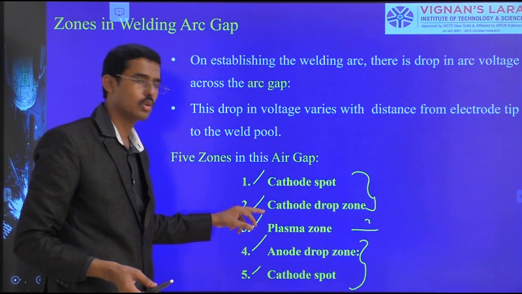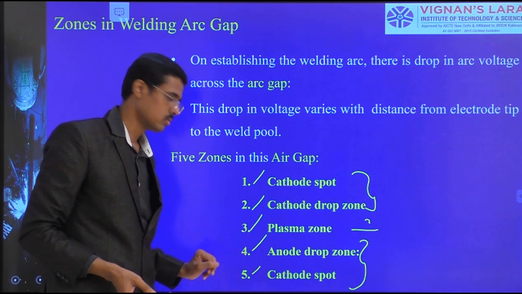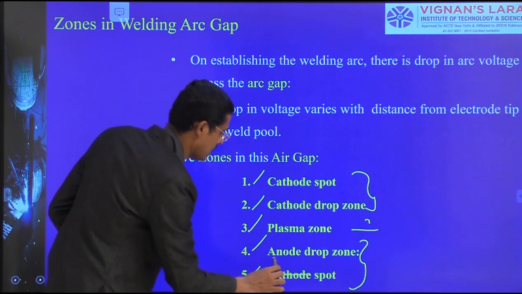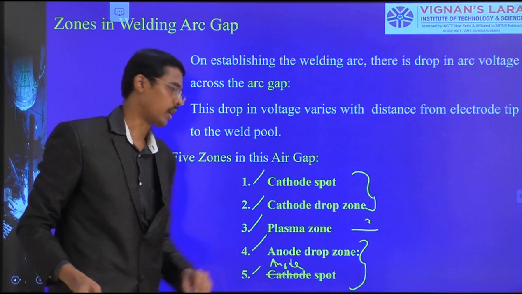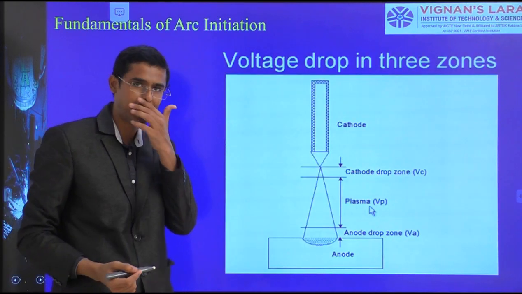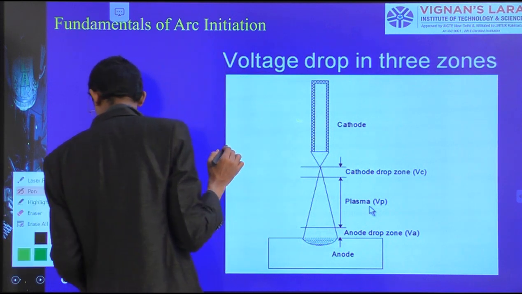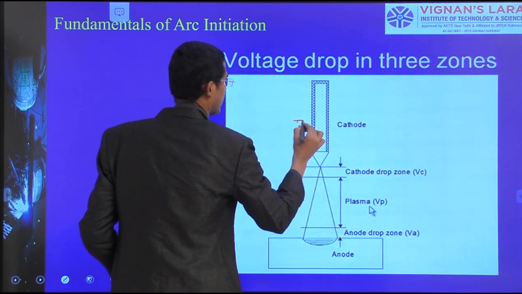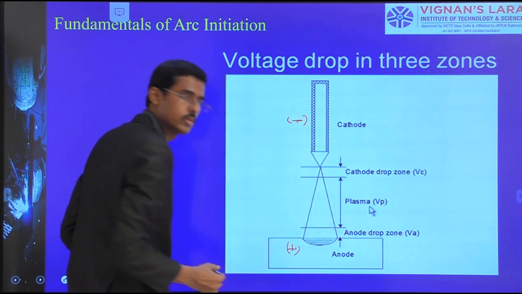Cathode spot, cathode drop zone, plasma zone, anode spot. So likewise it is there. So we see, this is what I told you. Here I connected the cathode, which is negative, and this is the anode, which is positive, right?